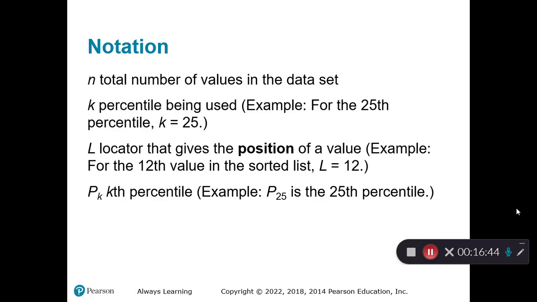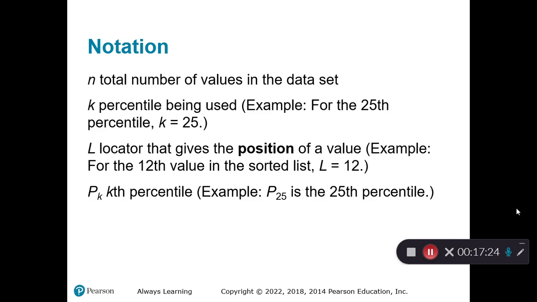Now let's look at some labels that we're going to refer to as we look at our next calculation, because we just looked at how to go from a data value to its percentile. We now want to look at a procedure for going from percentile to a data value. Again, n is going to represent our sample size, which is the total number of values in the data set. K is going to represent the percentile being used. So think about those subscripts. In the last slide, we were looking at the 72nd percentile. We had P sub 72. This is that subscript. K is going to be the percentile value.